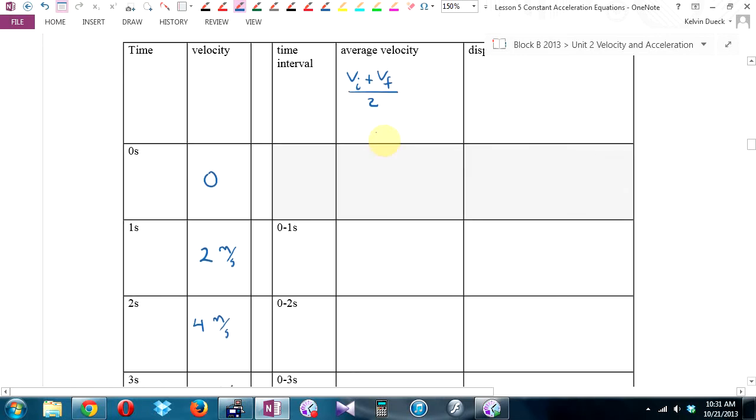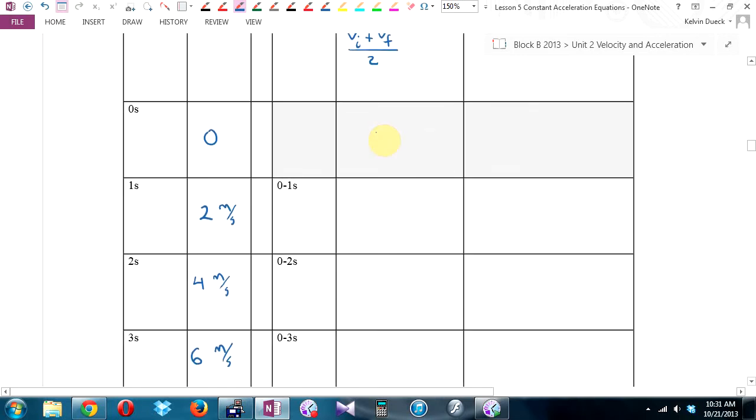Yeah. Okay. So what's going to go right here? Well, what's my initial velocity at time 0? What's my final velocity at time 1? Divided by 2. In your head, what is 0 plus 2 divided by 2? What's my average velocity?